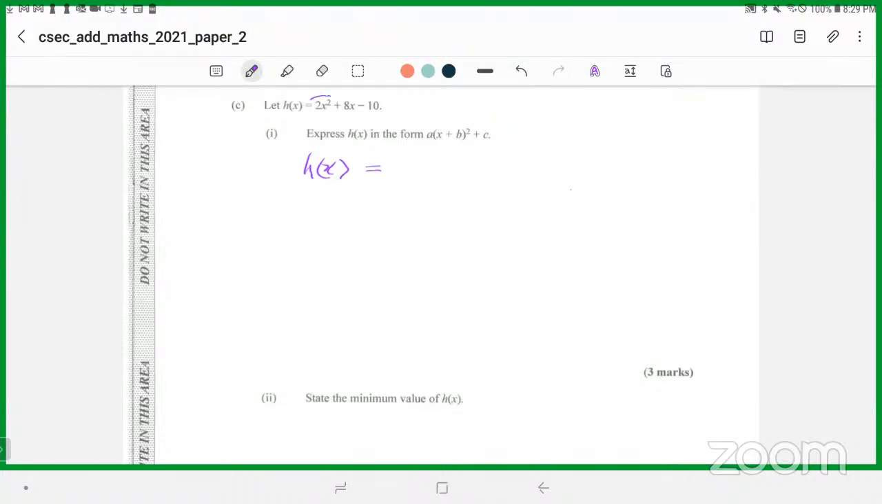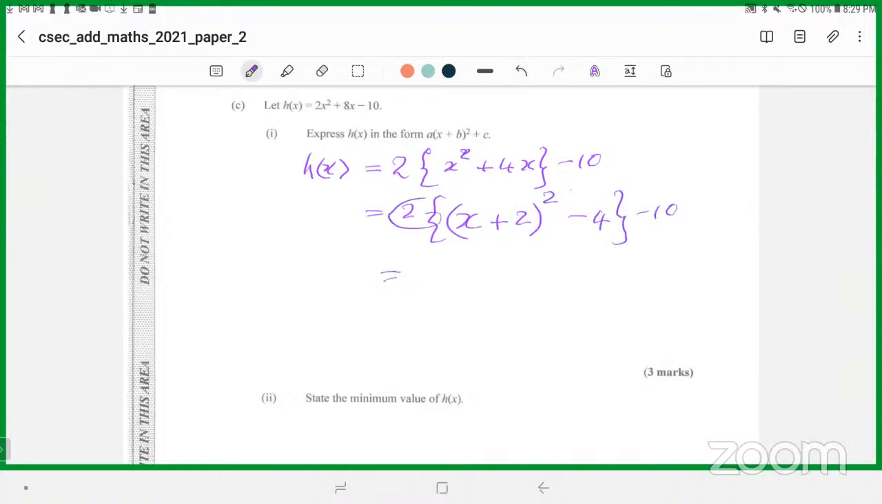you're going to factorize the 2 from these two terms to get 2 into x squared plus 4x minus 10. Complete the square here now, you get 2 into x, half of this positive 4 is positive 2, squared, minus the square of this 2, which is 4, and then subtracting 10. Ready to expand. 2 times this first is 2 into x plus 2 all squared. 2 times that is negative 8. Negative 8 and negative 10 is negative 18.